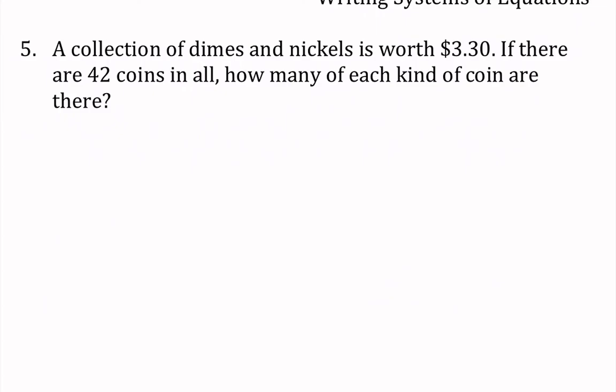Okay, a collection of dimes and nickels is worth $3.30. If there are 42 coins in all, how many of each kind of coin are there? So I know my variables are talking about each kind of coin. Well, we know we have dimes and we have nickels. So I know it's going to be D, stand for the number of dimes, and N for the number of nickels.